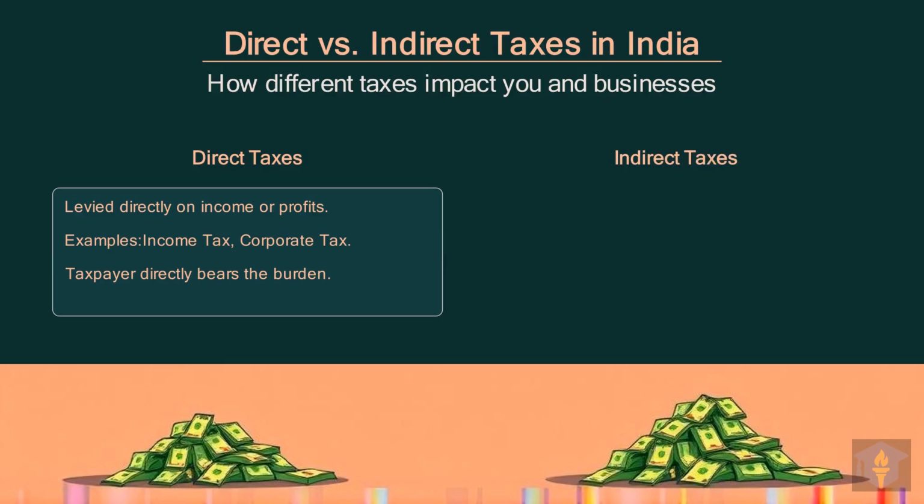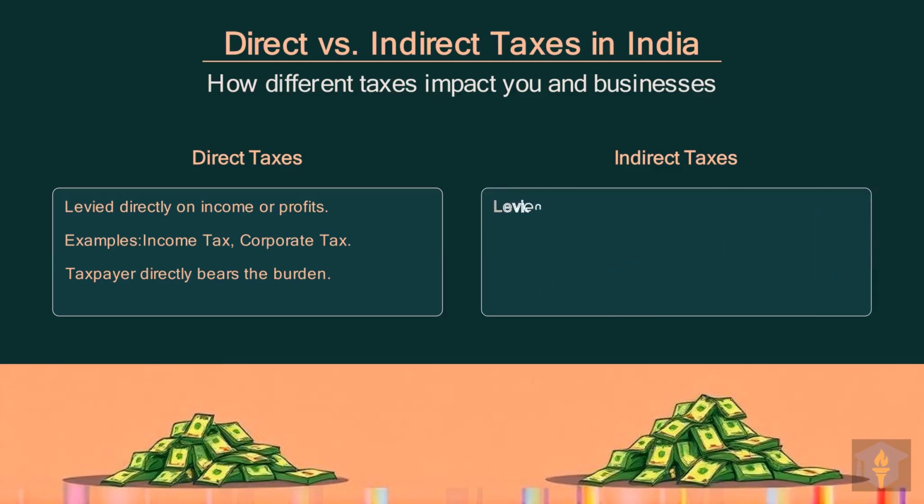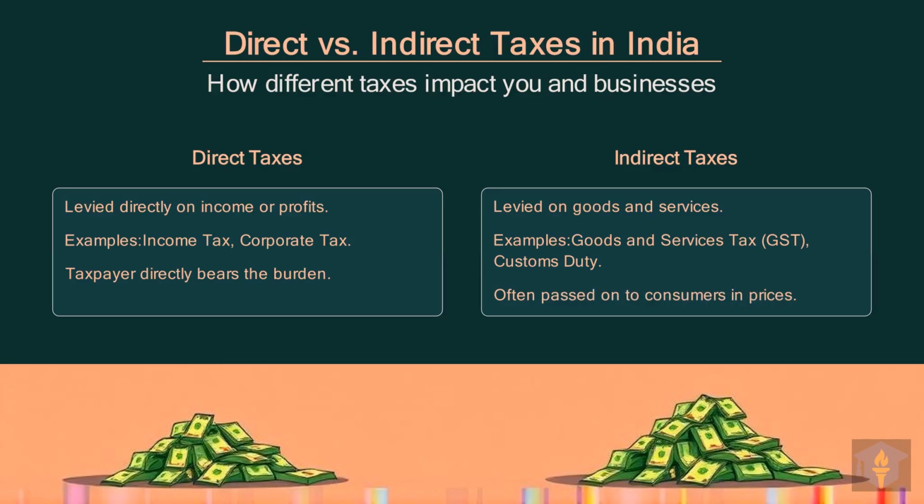Now, let's shift our focus to indirect taxes, which work a little differently, as you'll see. These taxes are levied on the goods and services you purchase, not directly on income. Key examples include the Goods and Services Tax, or GST, and customs duty. Indirect taxes are often passed on to consumers, becoming part of the product's final price.